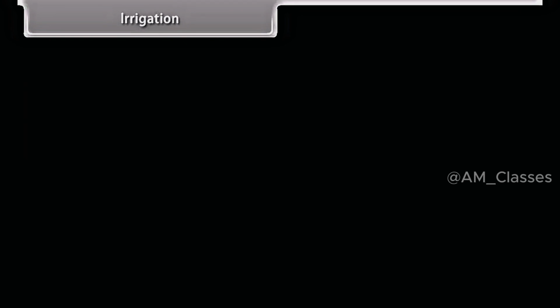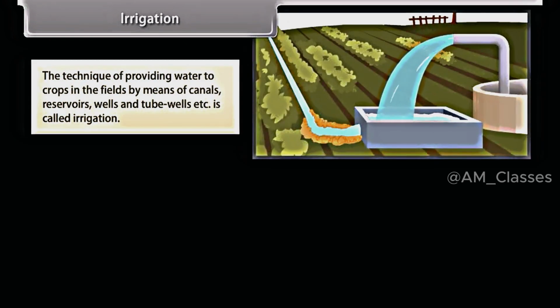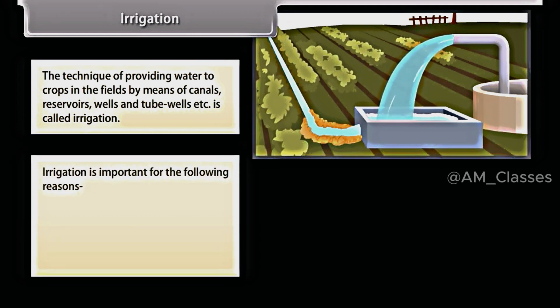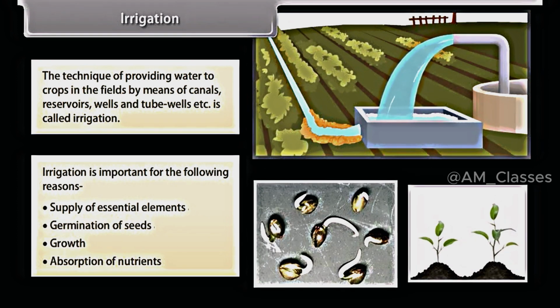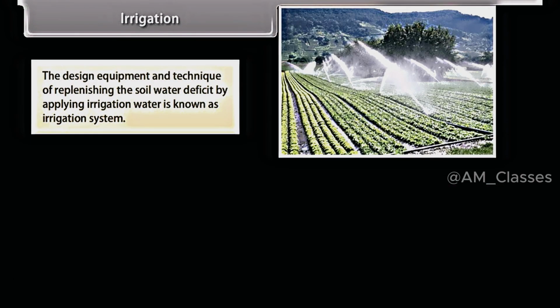Irrigation. The technique of providing water to crops in the fields by means of canals, reservoirs, wells, and tube wells, etc. is called irrigation. Irrigation is important for the following reasons: supply of essential elements, germination of seeds, growth, absorption of nutrients. The design, equipment, and technique of replenishing the soil water deficit by applying irrigation water is known as irrigation system.